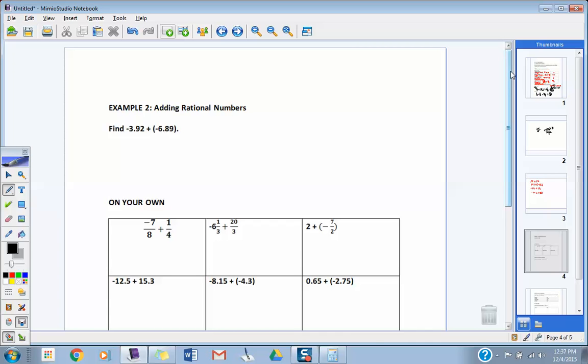Adding rational numbers right here, guys. First of all, we're going to start looking at adding decimals at this point. And again, your rules are going to apply, but when you see your problems written side by side like this, I don't like that. Anytime you have to add anything up that involves decimals, I want you to start working from the top down. And what do you think I'm going to tell you to line up? Decimals. Line up your decimals. So I'm going to rewrite this out as negative 3.92 plus negative 6.89.